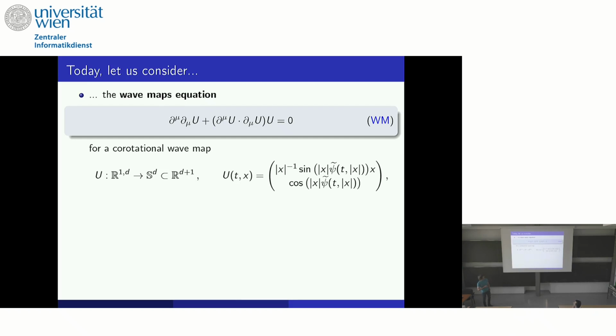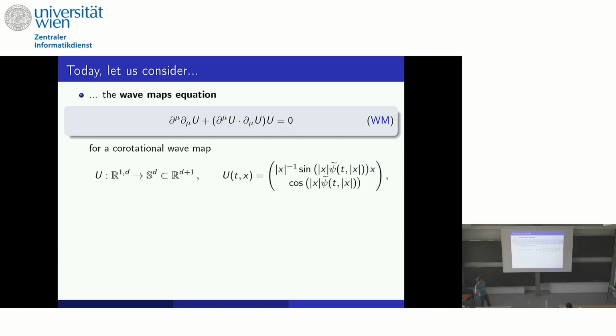The first model equation is the wave maps equation for a wave map U, which is defined on 1 plus d-dimensional Minkowski spacetime with target the d-sphere embedded as a submanifold into d plus 1 dimensional Euclidean space. You can view this as a nonlinear generalization of the scalar wave equation, and the geometry of the target induces the nonlinear structure of this wave maps equation.